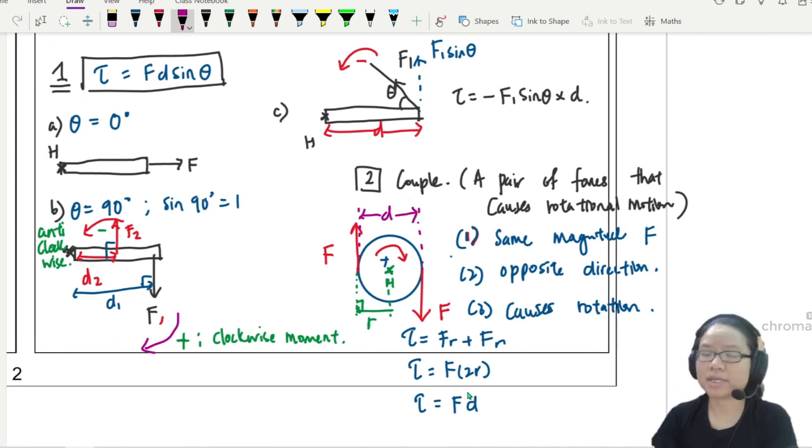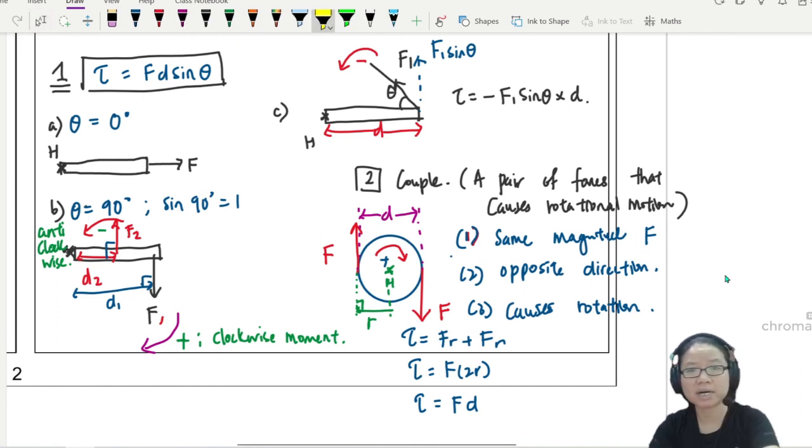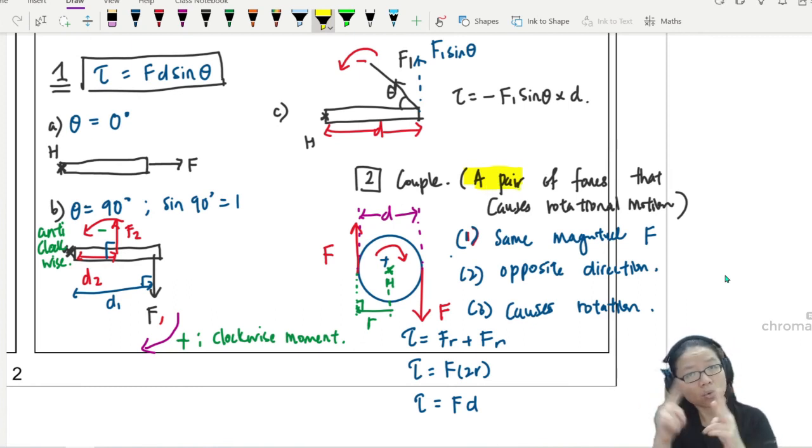So a couple is something that acts on an object in pairs. There are 2 forces, must have a pair. If you don't see a pair, not couple already, confirm not couple. Okay? Physics not that inclusive. So we need a pair. 2 forces. Same magnitude, opposite direction, and it causes rotation.